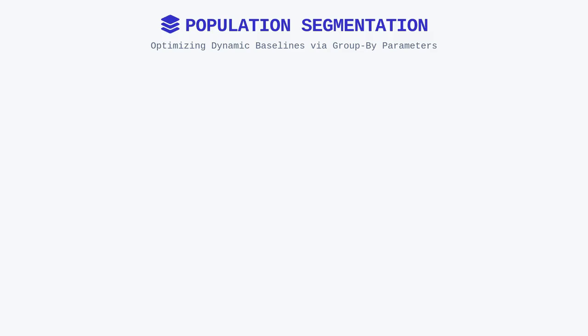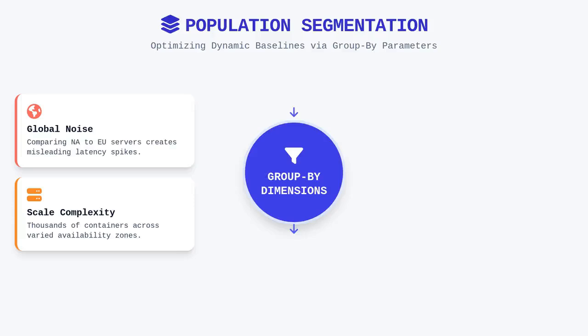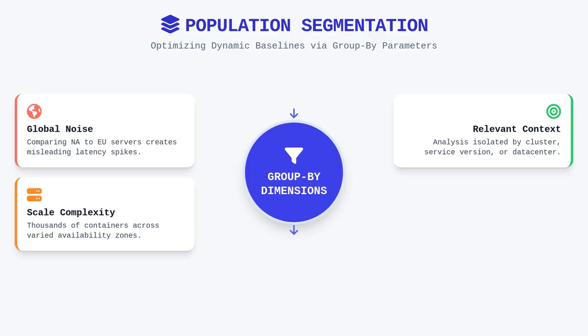Another essential technique is the use of group by parameters to segment your population accurately. In a modern cloud-native environment, you might be running thousands of containers across multiple distinct regions or availability zones. If you compare a web server in North America to one in Europe, their latency characteristics will likely differ due to geographical network distance. By applying group by dimensions, you segment the population so that the statistical analysis only occurs within a relevant context, such as by cluster, service version, or data center. This ensures that the dynamic baseline remains representative of the specific environment each component resides in.